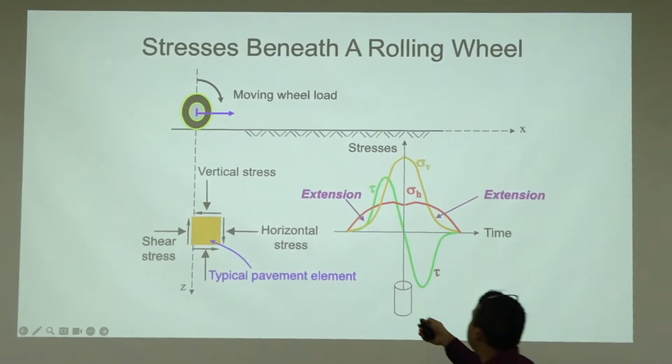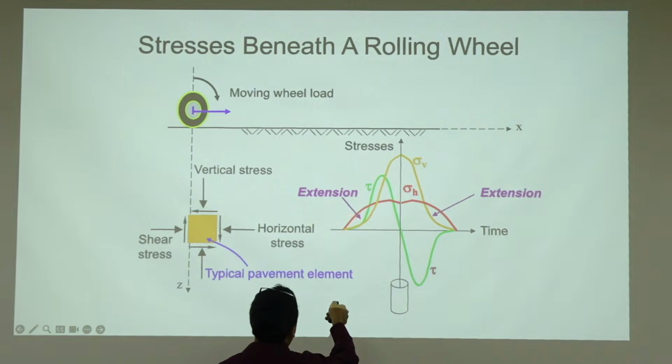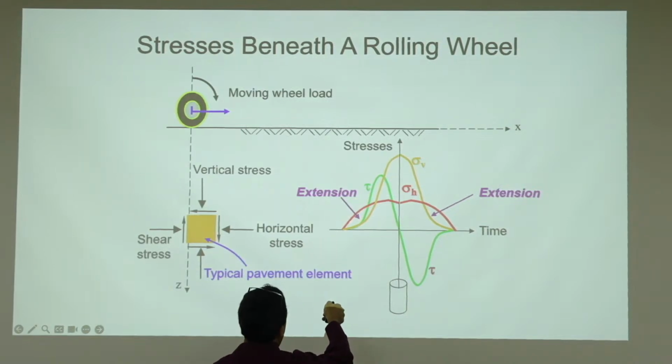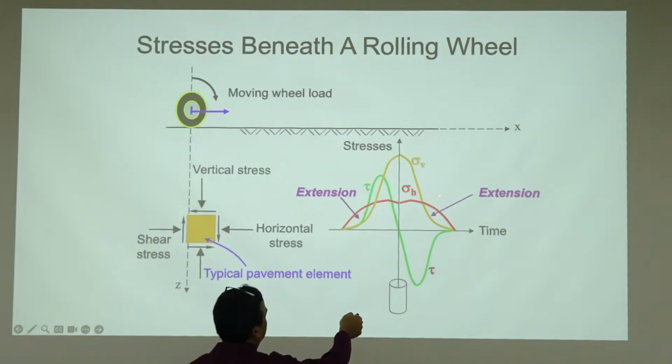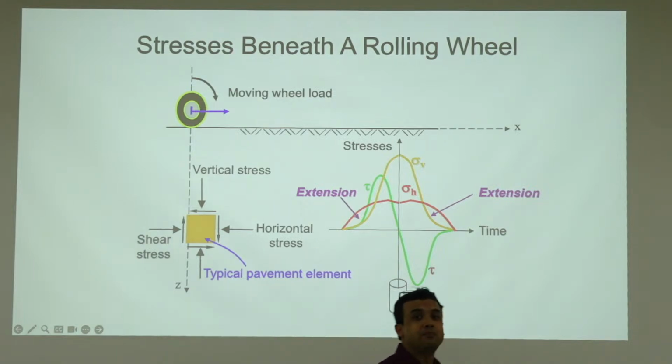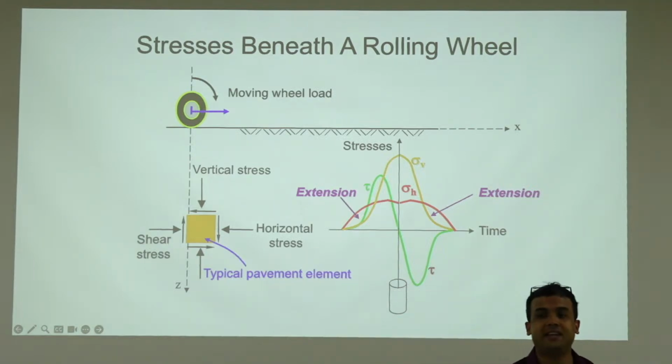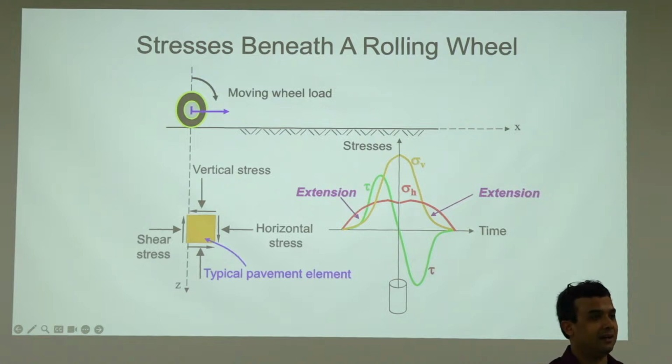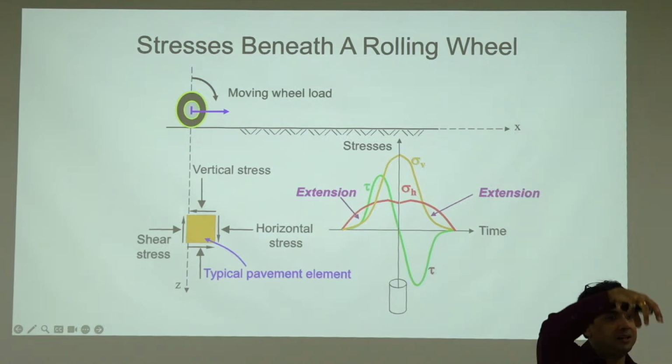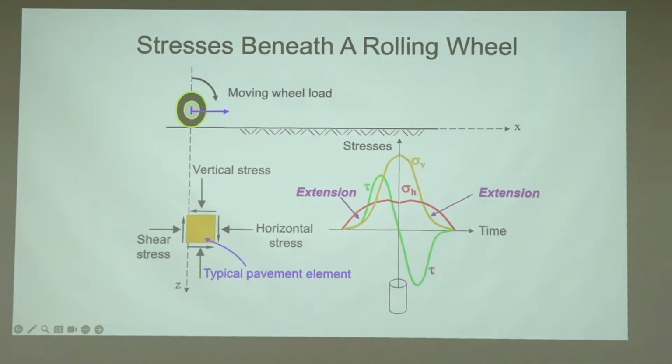But look at these points, folks, these regions. What does it represent? Horizontal is more than vertical. What does that mean? It's pushing this way more than it is pushing this way. So your sample is extending, which is not something that you are simulating in your traditional conventional thing, right?